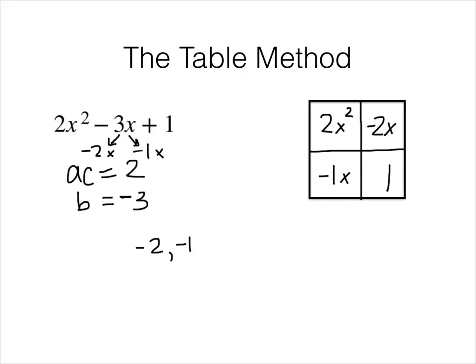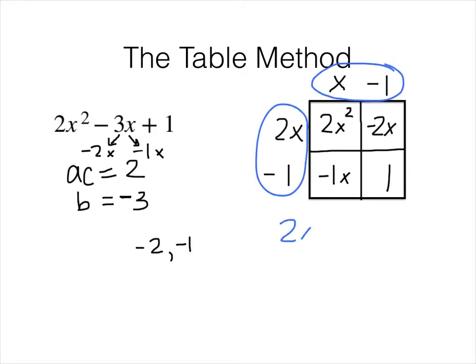So start here. 2x squared and negative 2x, still a 2x for the GCF. Here, factor out a negative 1. The GCF is 1, but if that x term is negative, always factor out a negative. Same thing in this column. Still the GCF is a 1, but we're going to factor out a negative 1. And then over here, the GCF is an x. So our two factors are x minus 1 and 2x minus 1.